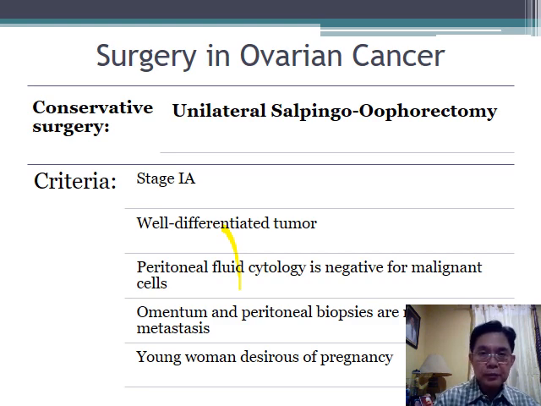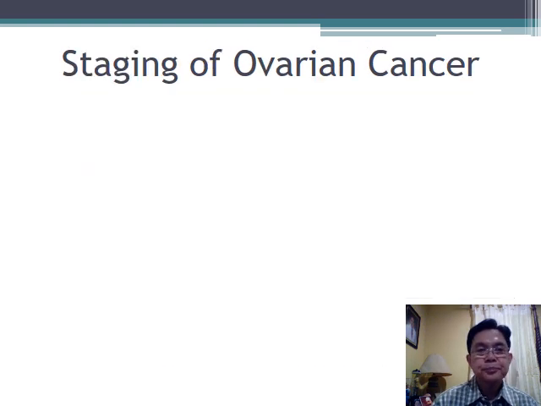So you do not perform a conservative management if your patient is already perimenopausal. Well, the chance of pregnancy is low. So ideally, your conservative management in ovarian cancer patients should only be in young patients desirous of pregnancy.